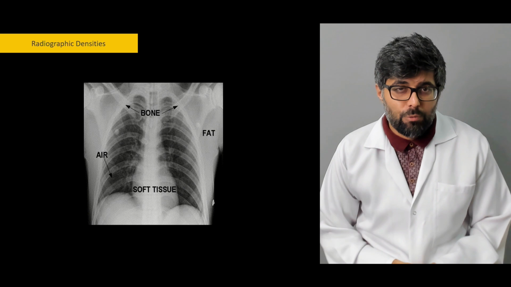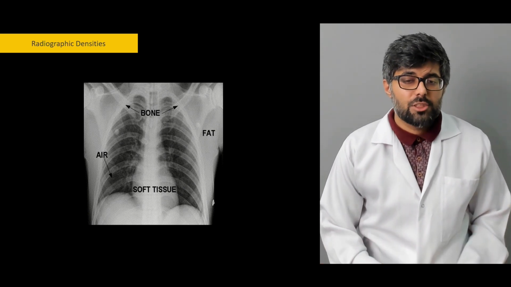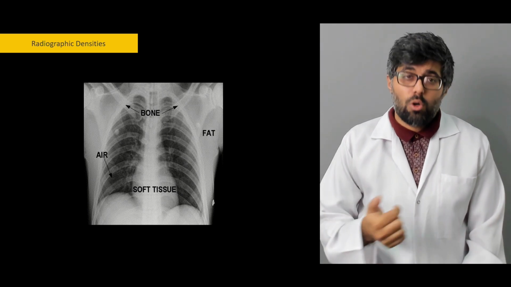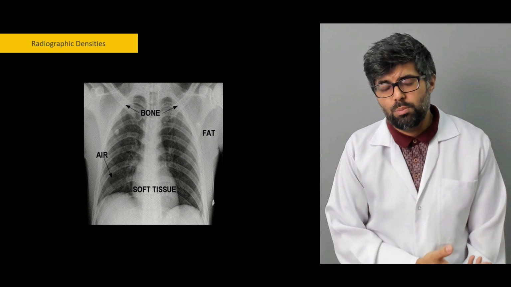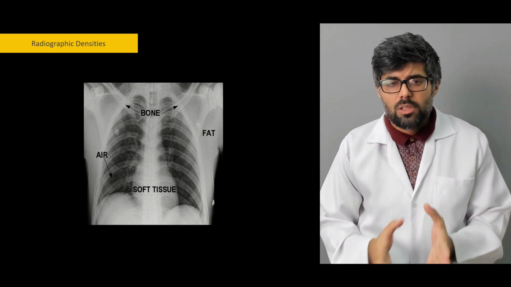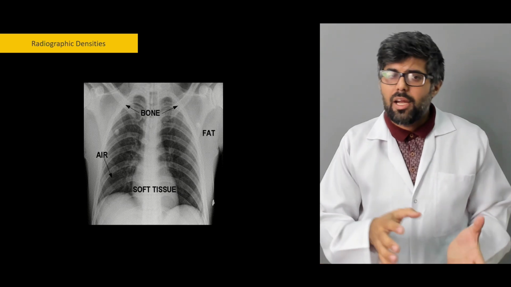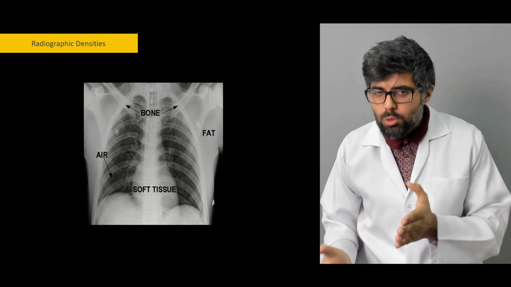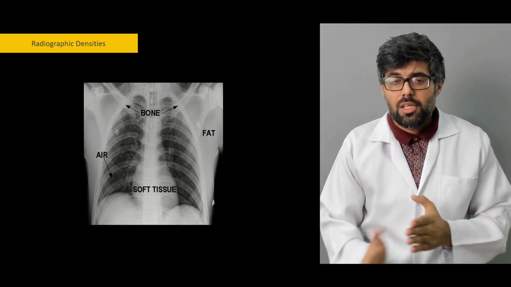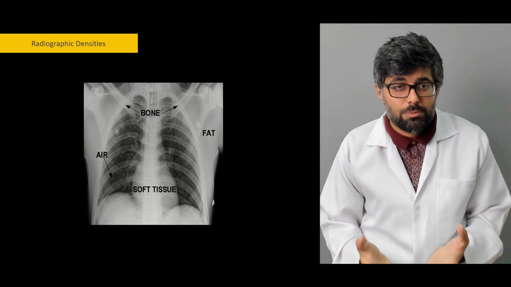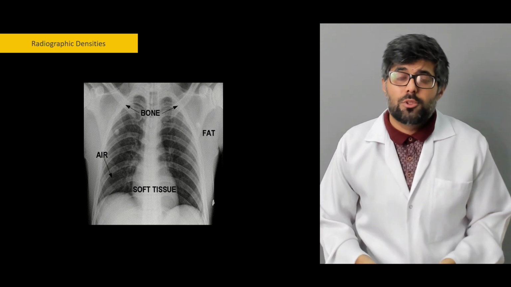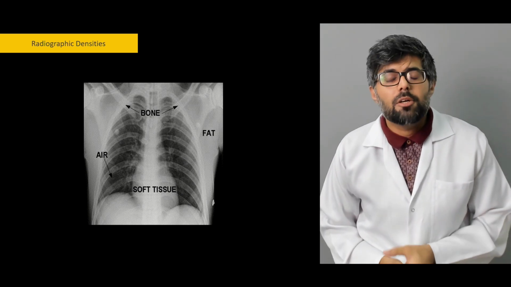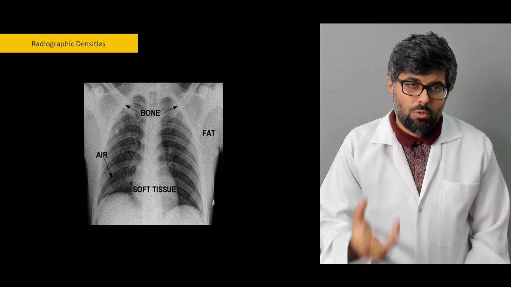This coloring scheme is what we call radiographic densities. What are radiographic densities? There are four natural radiographic densities. That is the bone, which usually absorbs all of the X-rays. That's why it's usually white. Then we have fat and soft tissue, which somewhat absorb the X-rays and a little bit is transmitted, so we get a shade of gray. That shade of gray depends on how much is absorbed and how much is transmitted. Then there's the air. Air does not absorb the X-rays, so if there's air present, it gives you a black coloration on the film.